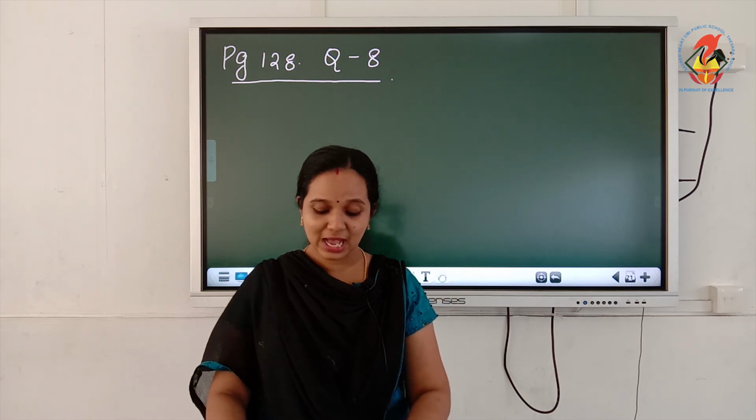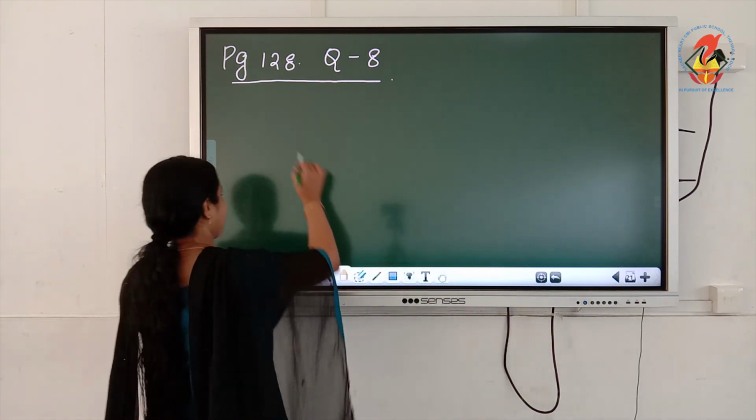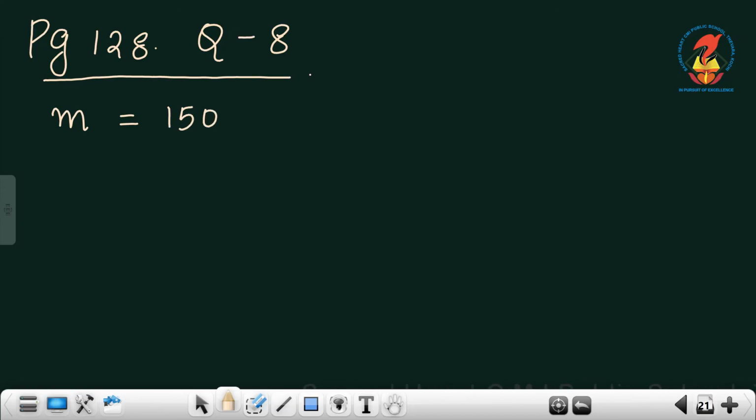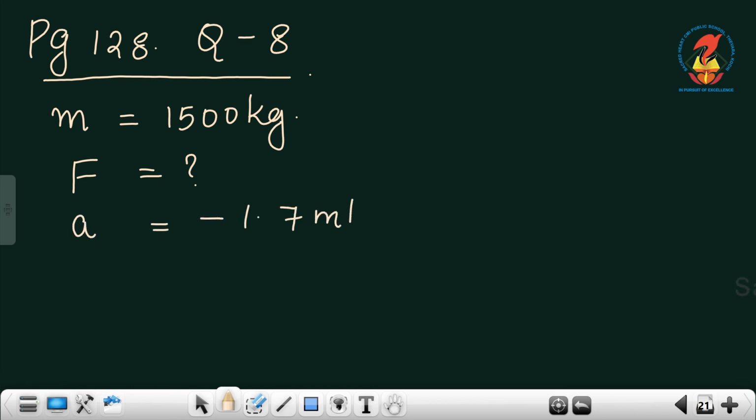Here an automobile has a mass of 1500 kilogram, so mass is given as 1500 kilogram. What must be the force between the vehicle and the road? So you need to find force. The vehicle needs to be stopped with a negative acceleration of 1.7 meter per second square. So acceleration is negative 1.7. We need to find force. Again, it's a direct question.